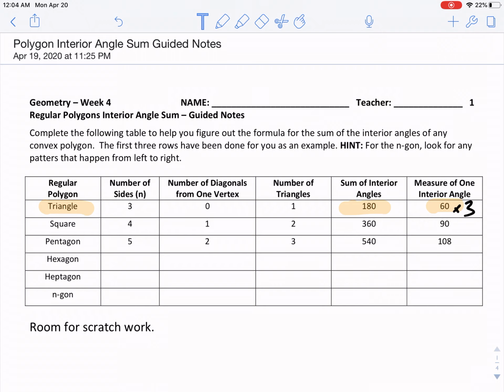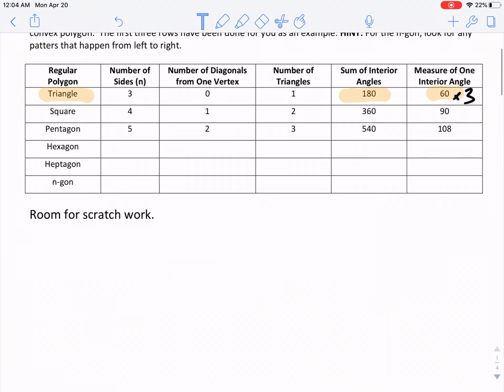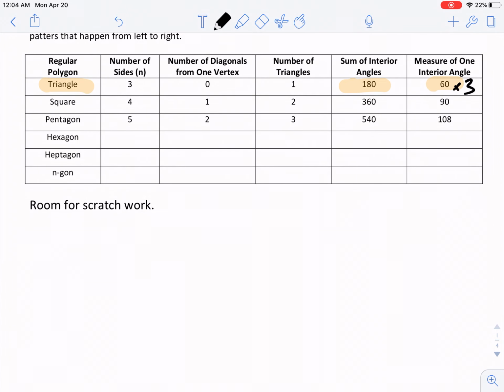Now how we get the rest of this, it's actually kind of neat. So if we have a square, awful square, let me retry that. All right, we got a square. All the sides are the same. It has four sides. If I go from this corner down here, I can only draw that diagonal.